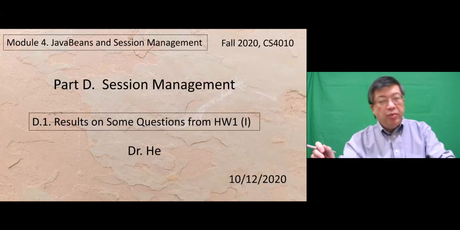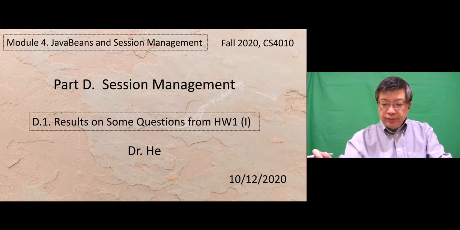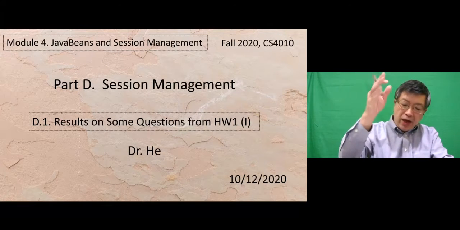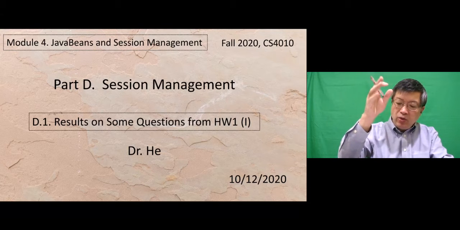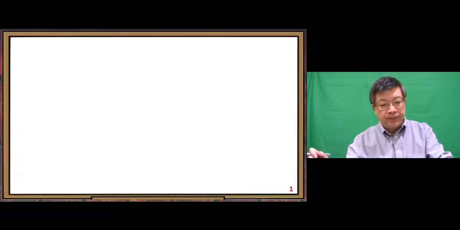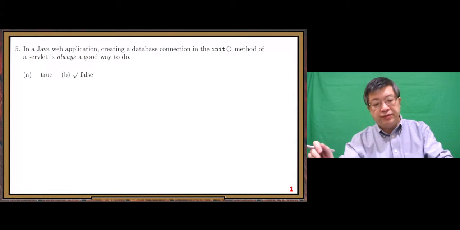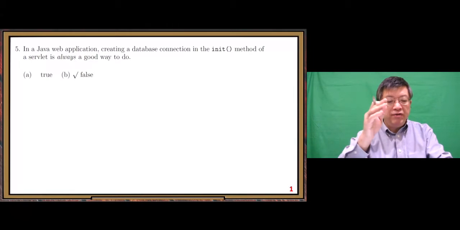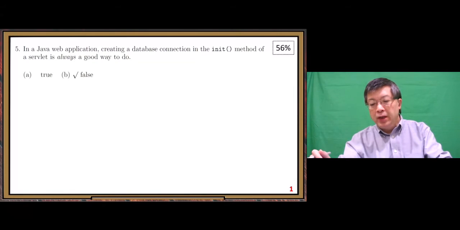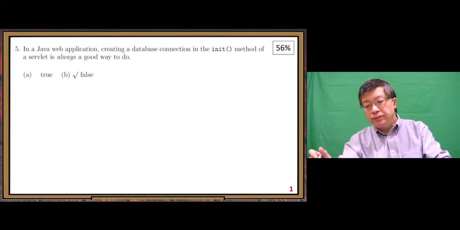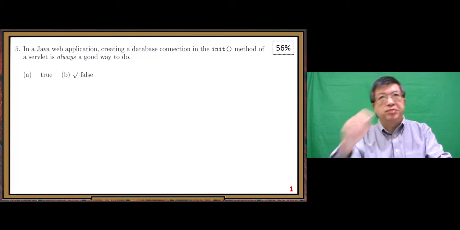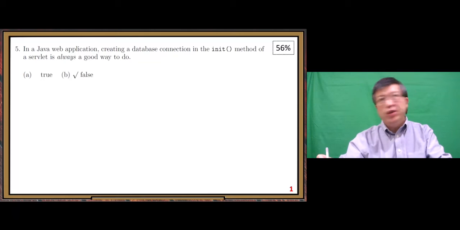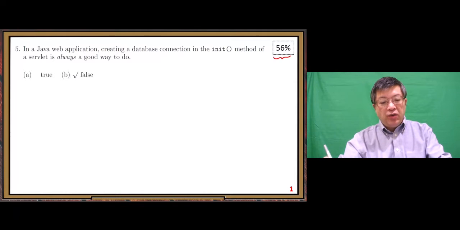All right, so D.1, the selected questions from Homework 1, Part 1. The first question I want to talk about, question number 5. The miss rate, 56%. So you can see it's pretty high, 56%. So what's the reason?